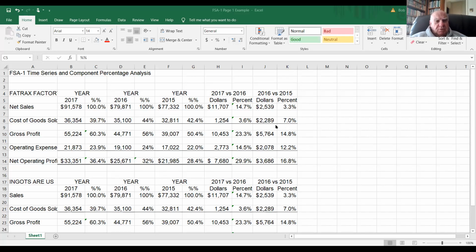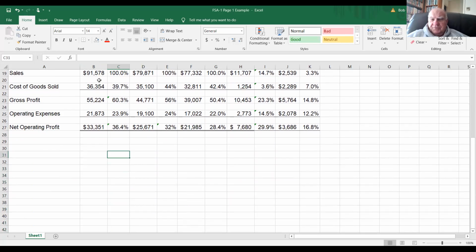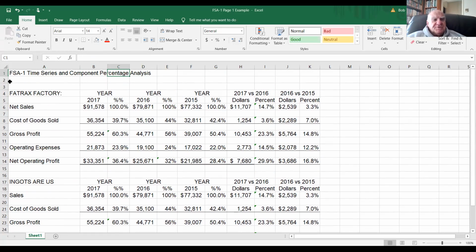So let's see if we can share. Come on now, share. Here it is. I trust you can see this Excel spreadsheet? So take a look at this thing. This is your first page. And the title of the financial statement analysis we're about to do is called Time Series Analysis and Component Percentage Analysis.